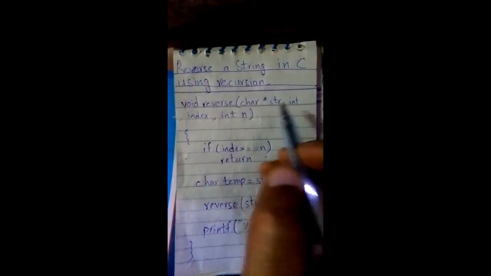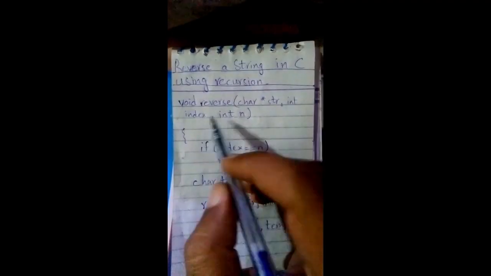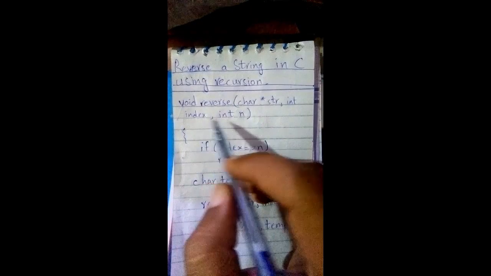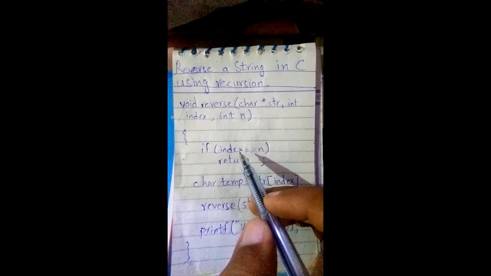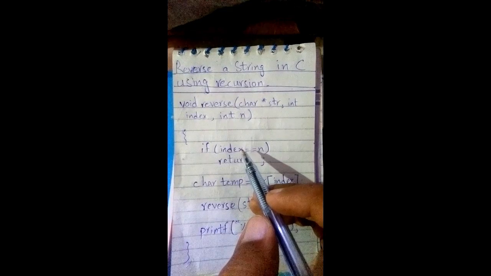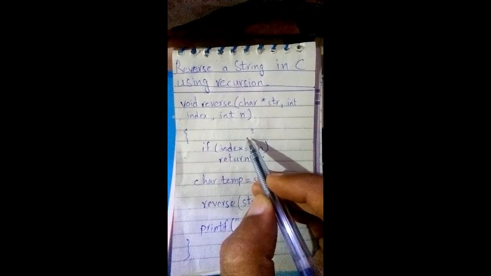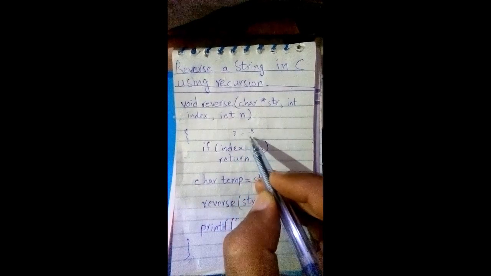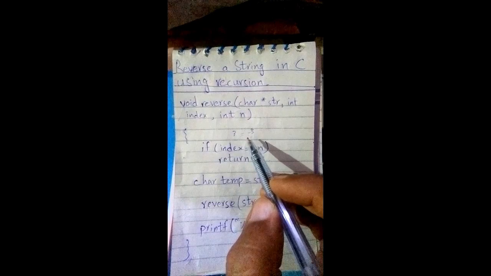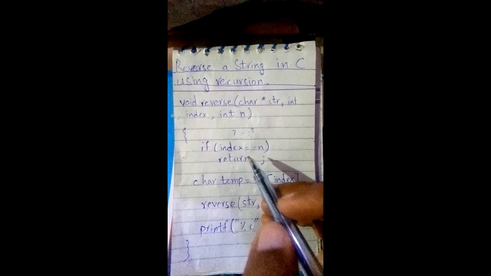Now let's look at this reverse function. It accepts a string array, then this is the starting index and this is the length of the array. If index is at last, means if length is 3 and we have reached the third index, then we will return. The recursion will stop here with this condition.